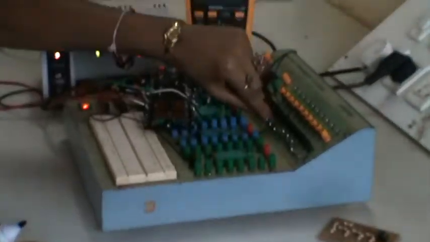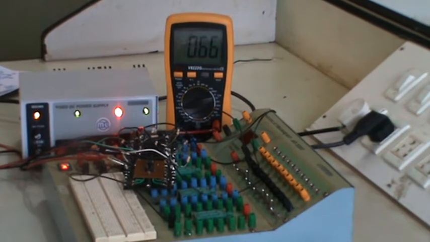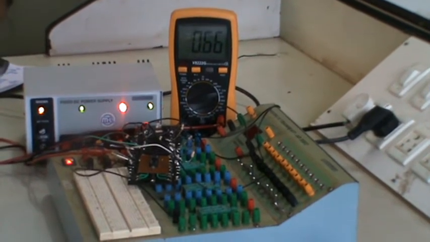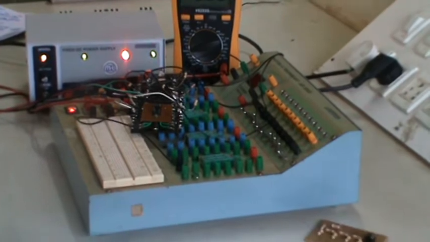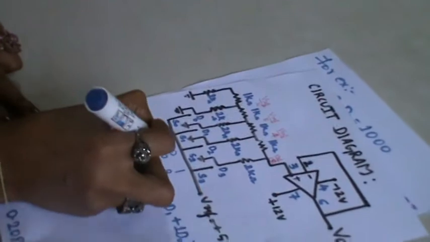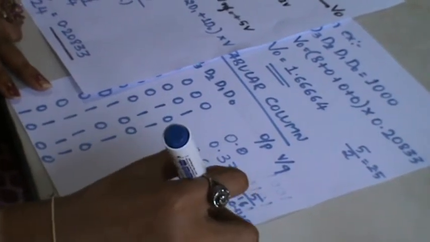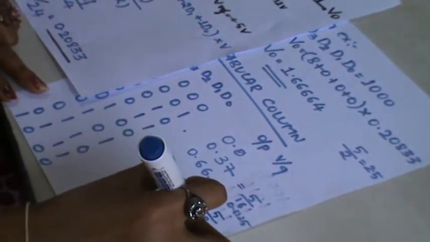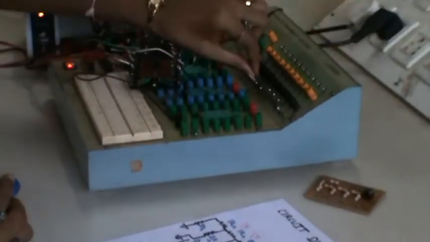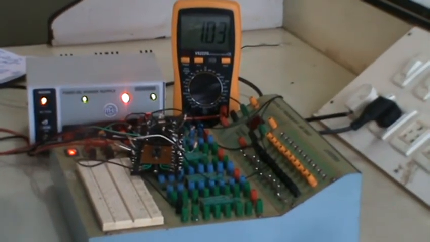Now I will give the input as 0, 0, 1, 0. So this is 0.66. For this I should get a value of V reference by 8, that is 5 by 8, which is around 0.66. So that is the same, 0.65. Now check for 3. For 3 I am getting a value of 1.03.